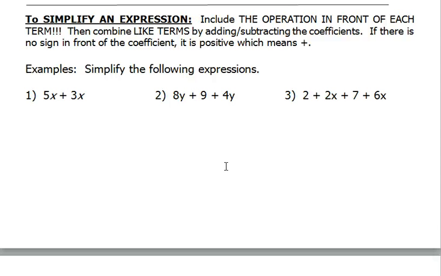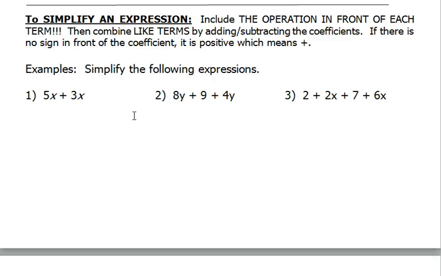That basically means that when I have variables in an expression, I am not solving for the variable. Remember, to solve, you have to have an equation. These are expressions. They do not have an equal sign. So I'm not trying to find out what the variable is. Basically, what I'm trying to do is just get that expression in its simplest form by combining like terms.